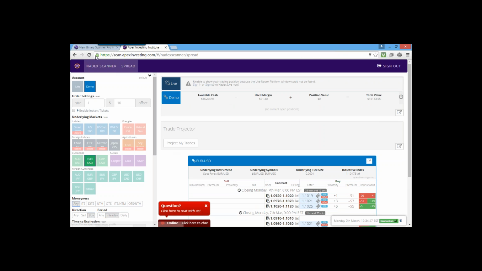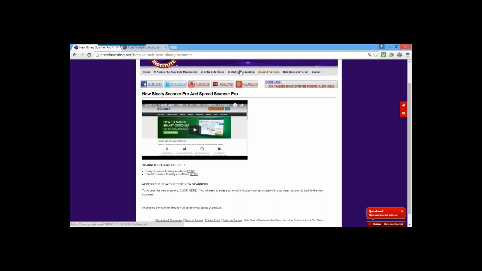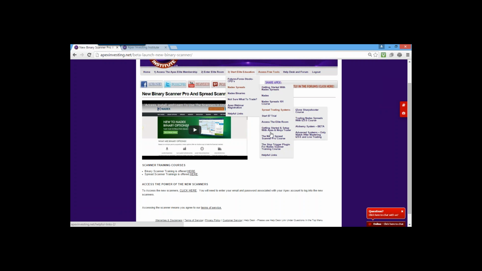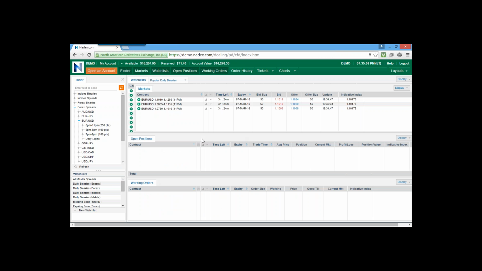And also what you can do when you're on the Apex website here, again, remember I told you right here, everything you need is under Elite Education. Go to Nadex Spreads, and then right here, the Nadex Spread Scanner course. That'll go through and show you exactly how to use that. But it's a great tool for binaries or spreads to be able to easily find the best ones, okay?